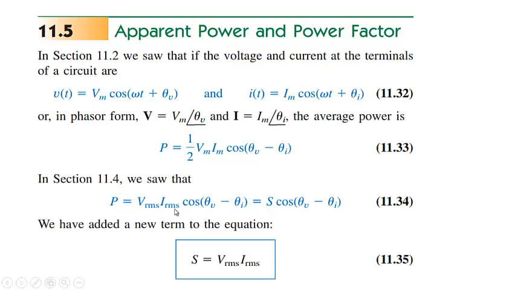Let's call this S. So P is equal to S cos(θV minus θI). So we have added a new term, that is S, where S is equal to Vrms into Irms. This S is actually known as apparent power.